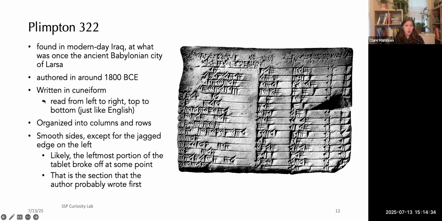Now, when you're reading this, know that cuneiform is read from the left to the right and from the top to the bottom, just like in English. It is organized into columns and rows. You should see that the sides are mostly smooth, with the specific exception of this jagged edge over here on the left. Probably that left-hand portion broke off at some point. And because of how cuneiform is read and written, just like English, probably that's what the author was writing down first. So they started here. Essentially, we're missing the beginning. We have the middle and the end of the tablet, but not the beginning.